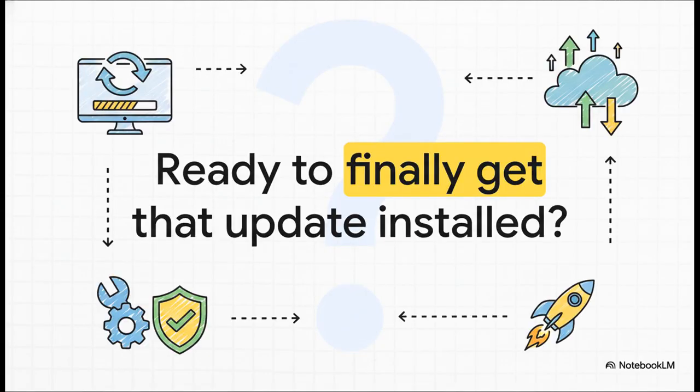So, this is it, the moment of truth. Once your computer has restarted, go back into your settings and just check for updates again. With a totally clean slate and freshly repaired system files, you should be able to download and install those updates without a single error. So what are you waiting for? Go give it a shot.